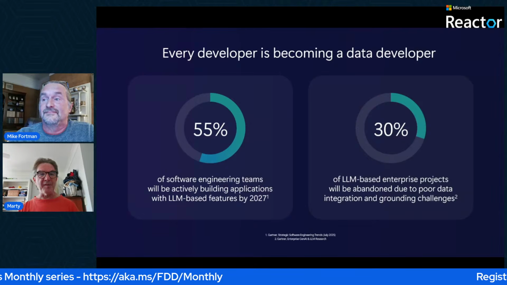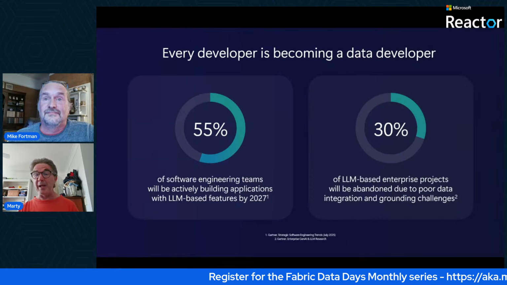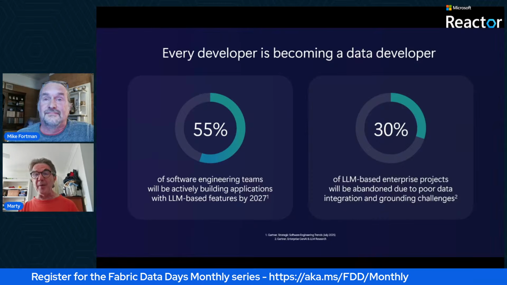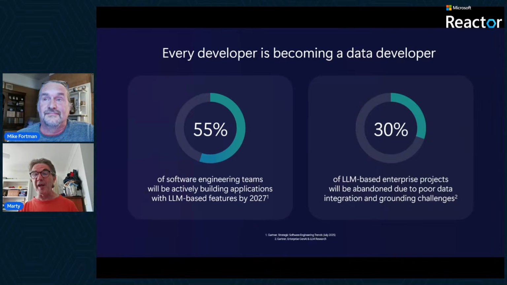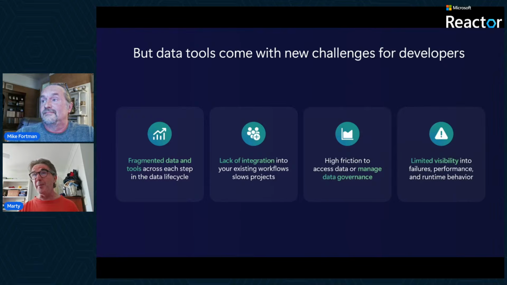But we've got some stats on the screen there. 55% of software engineering teams will be actively building applications with LLMs within the next year. 30% of LLM-based enterprise projects will be abandoned due to poor data integration and grounding challenges. So just some stats there that may really say people need to lift their game a little bit, and the products are there to help them. Do you agree, Mike? Absolutely.